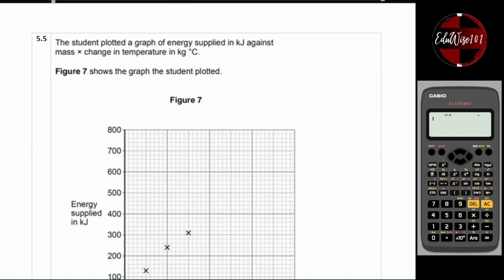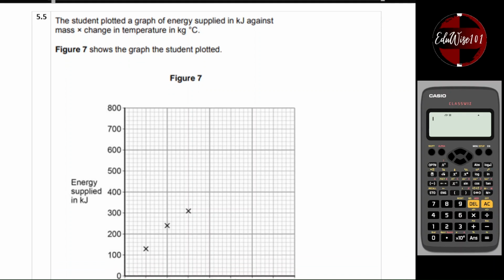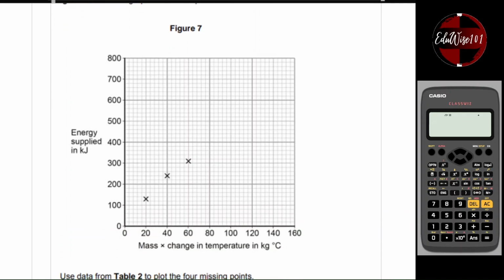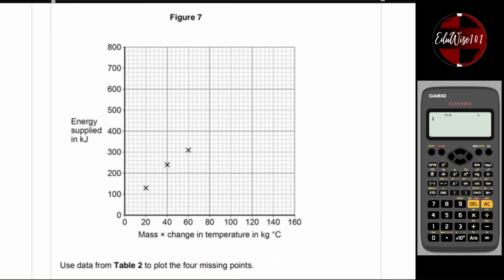Next question. The student plotted a graph of energy supplied in kilojoules against mass times change in temperature. Figure 7 shows the graph the student plotted. They've already plotted 3 points here, and they're expecting us to plot the rest of the points. Use data from table 2 to plot the 4 missing points. So let's have a look at the 4 missing points. We need it for 80 onwards.